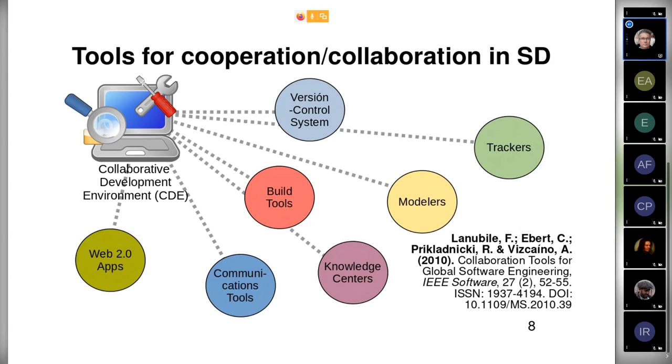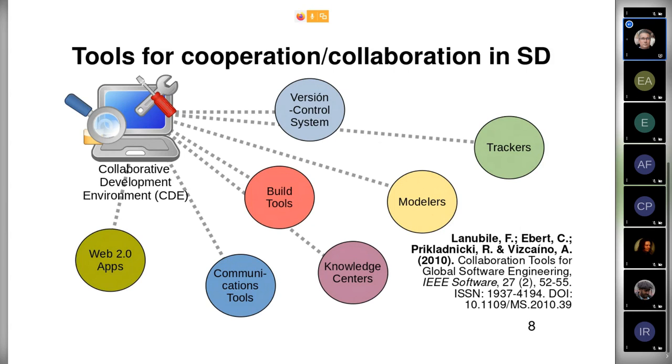But as you can see in this slide, we have 7 main groups of technologies for cooperation in software development. We have the group of version control systems, the group of trackers, the modelers, the build tools, the knowledge centers, the communication tools, and the Web 2.0 applications group. Those are the main groups where we can find the cooperation and collaboration tools for software development.